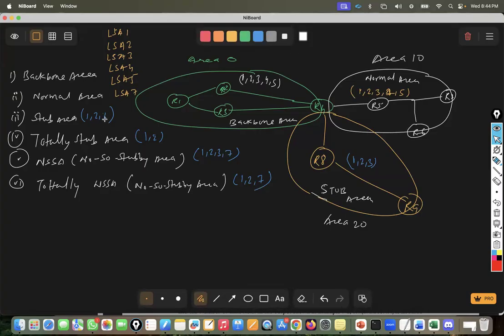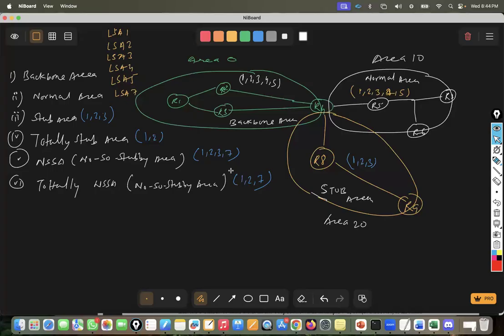So you have to remember, for a stub area, we only inject 1, 2, 3. Totally stub area, 1 and 2. NSSA, 1, 2, 3, and 7. Totally NSSA, 1, 2, and 7.